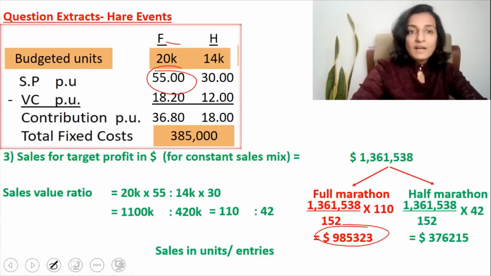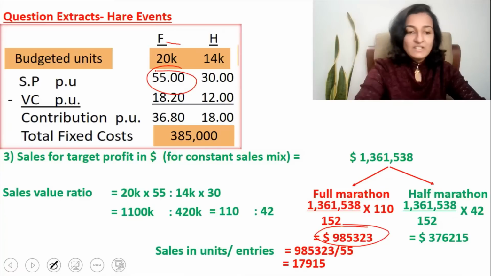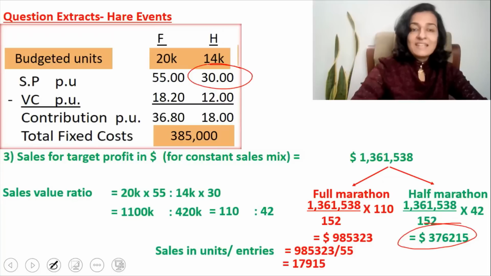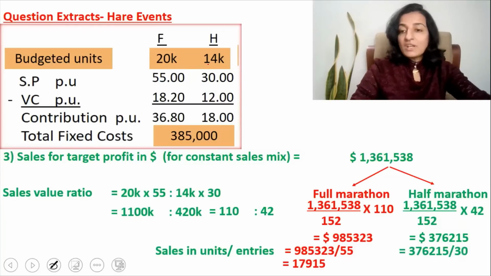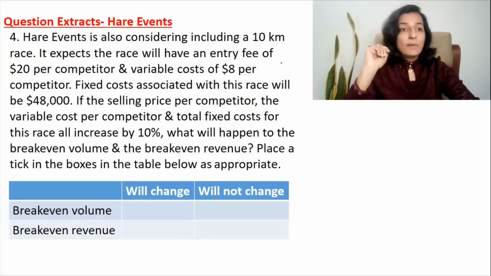985,323 divided by 55 per unit, which is 17,915 entries. And for half marathon, it is 376,215 divided by selling price of 30, which gives the number of units as 12,540. So we are done with part 3 of the question. This is the fourth subpart.